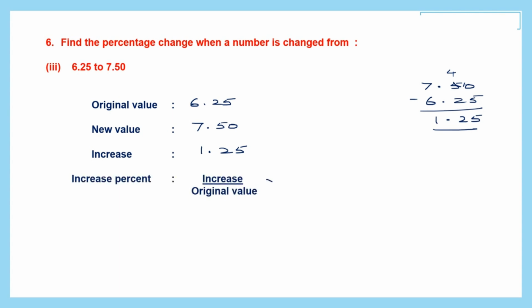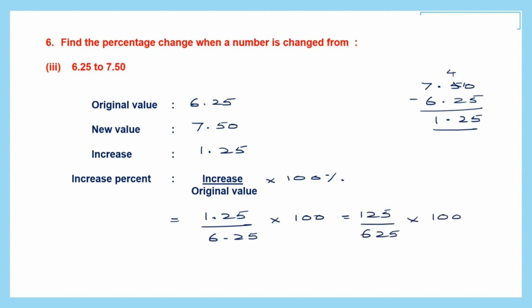Increase by the original value into 100%. So what is the increase? The increase is 1.25. The original value is 6.25 and we multiply this by 100. So here, if you have to remove this point, we have to multiply by 100. It becomes 625. Here this becomes 125. So we have 125 in the numerator, in the denominator 625, and we multiply this by 100.